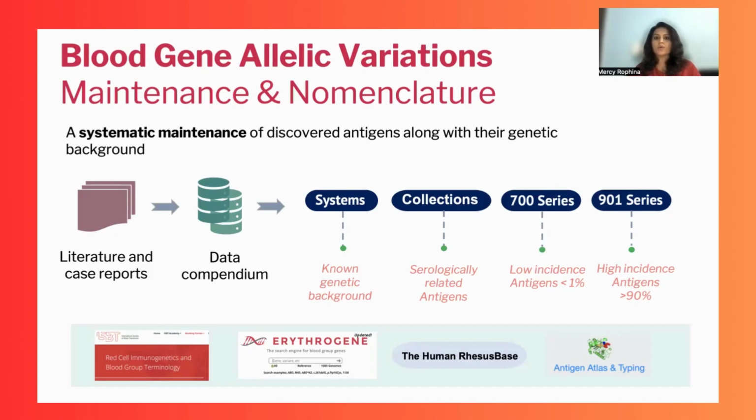So this is how every new finding related to blood group genetic variations is categorized and systematically maintained by the ISBT. Other than ISBT, there are also many other resources like Erythrogene, the Human Rhesus Base, and the Blood Antigen Atlas. These are some of the other sites which comprehensively maintain the different findings which are being published on a day-to-day scale related to the blood group antigens and their corresponding phenotypes.